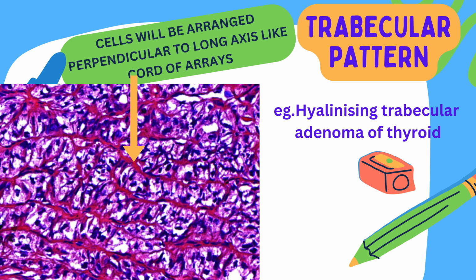In this pattern, cells will be arranged perpendicular to the longer axis, like cord of arrays. Example for such pattern tumor is hyalinizing trabecular adenoma of thyroid. Like a tightly woven net, the trabecular pattern builds a microscopic scaffold of tumor cells.